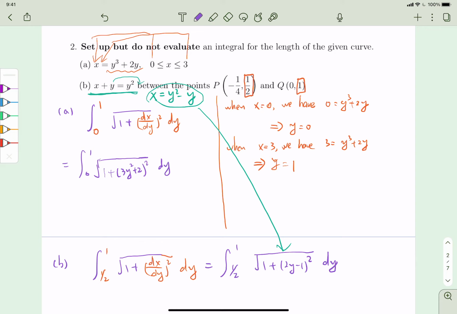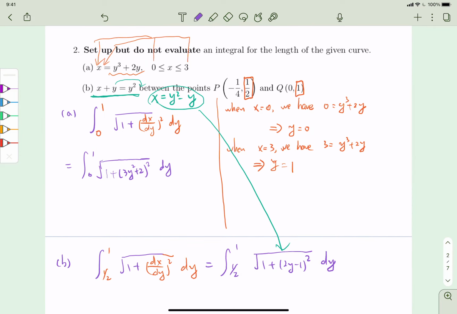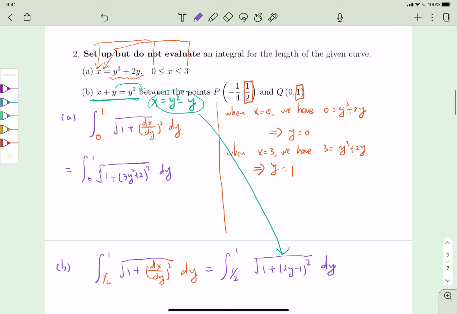How were you able to get y cubed plus 2y again? No, we're not using y cubed plus 2y. We use this one, x equal to y squared minus y. The green thing there. Okay.